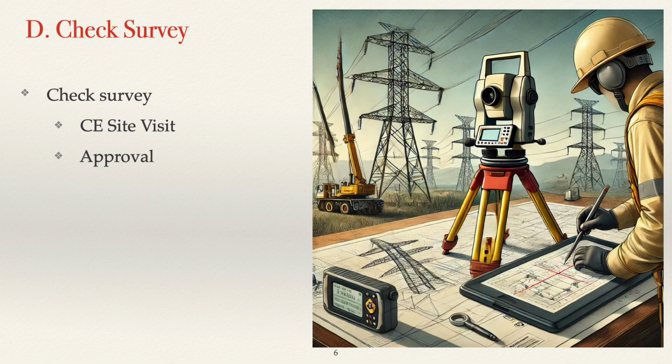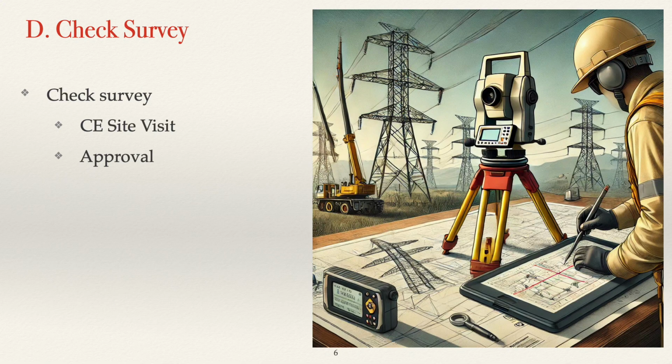Now let us understand how check survey is implemented at site. The check survey is a crucial final step conducted after the tower spotting and terrain profile approval to validate alignment, tower locations, and field conditions before construction begins. It ensures that the approved profile coordinates align with real-world conditions and helps in identifying any necessary modifications.